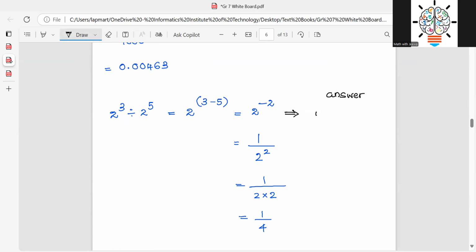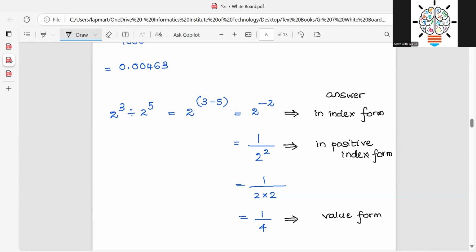Answer in index form, right? So what is this answer? It is in positive index form, right? Index form. So then the next one, this is value form, right?